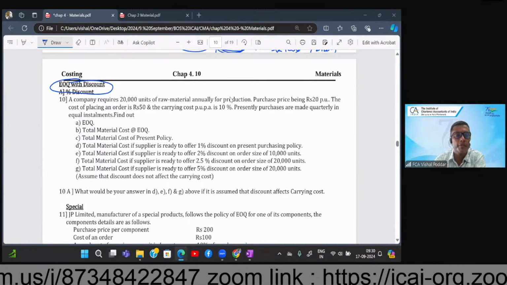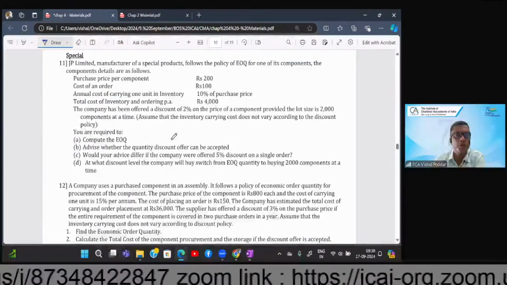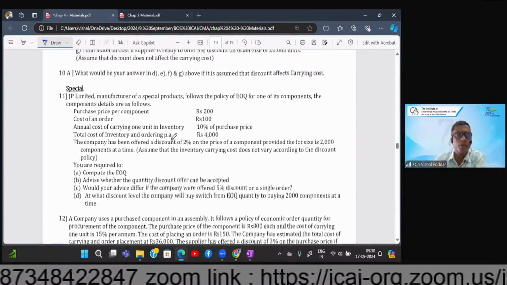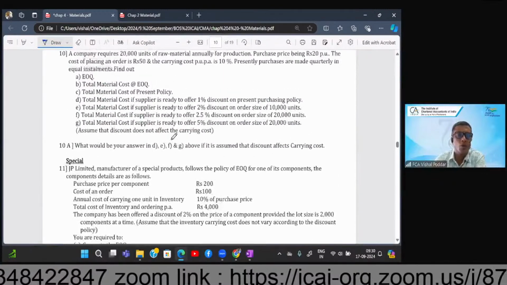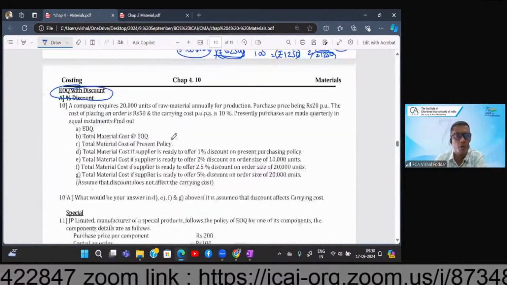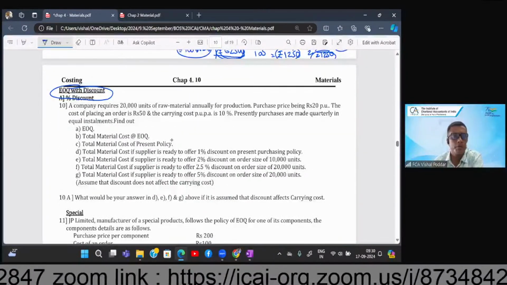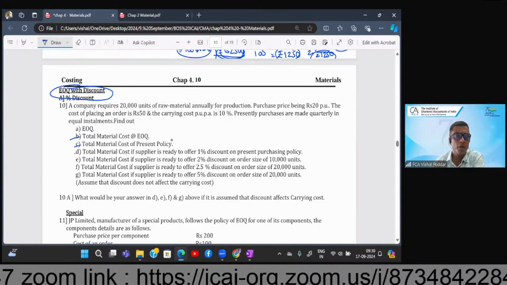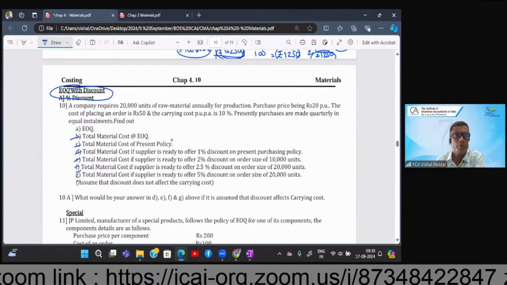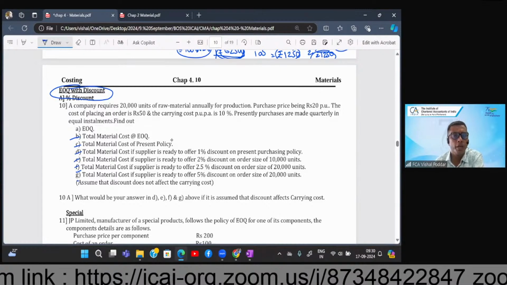Now, if this is clear, we go to questions relating to this. Now, here we are going to take questions where you're also given discount. Now, just computed some figures. Here I have taken multiple questions just for practice, but I'll take one or two to explain what I was trying to explain.